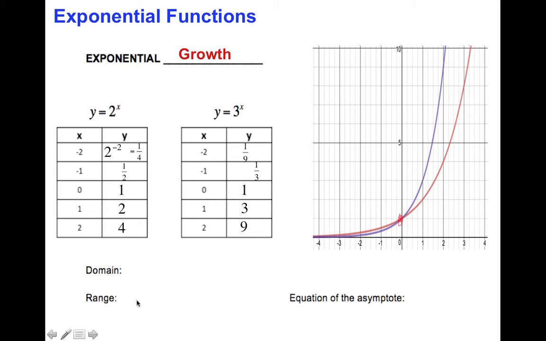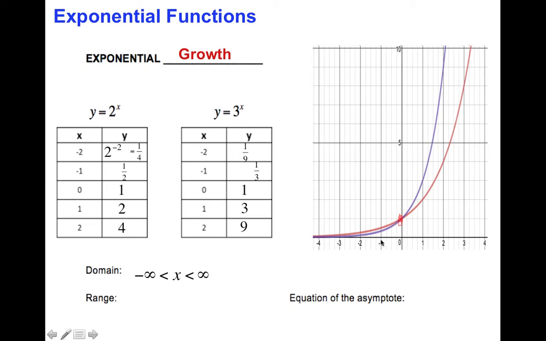Let's look at domain and range. Domain and range are the same for both of those. The domain is all the x values, and this graph will continue forever in that direction. That means the domain is x values from -infinity to +infinity. All the x values are covered by those graphs.